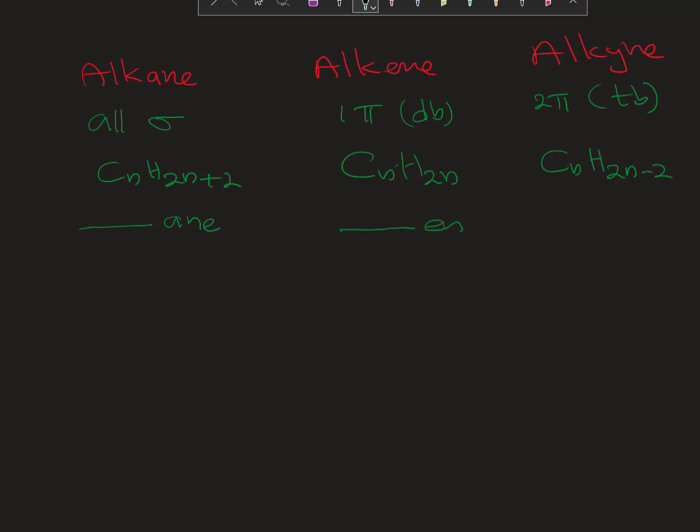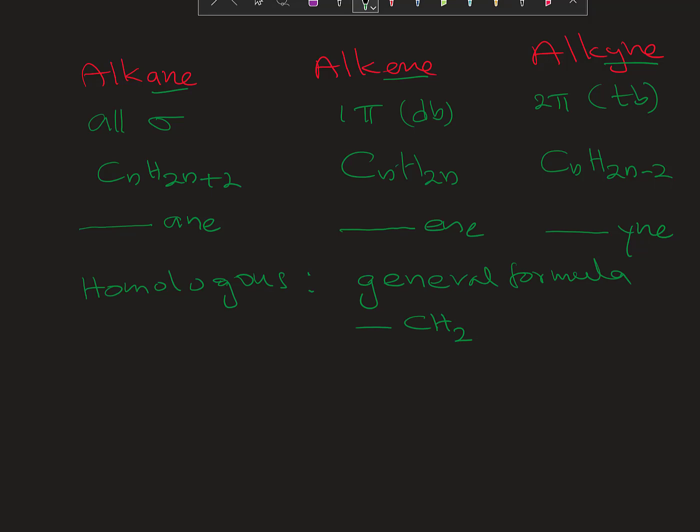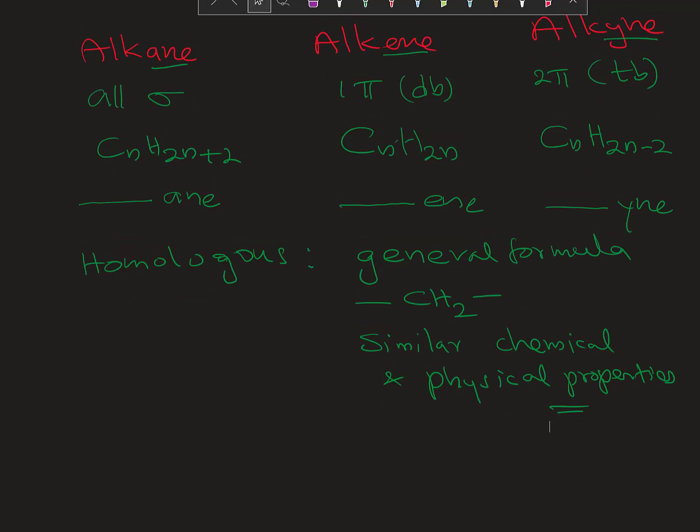And the names end up with alkane, alkene, alkyne. That's how the names end up, right? And these are called the homologous series. All 3 of them are homologous series. That means they have a general formula like above, they probably separate by a CH2 group, and they have similar chemical and physical properties. That's the nature of a homologous series. There's a whole bunch of hydrocarbons like that, right?